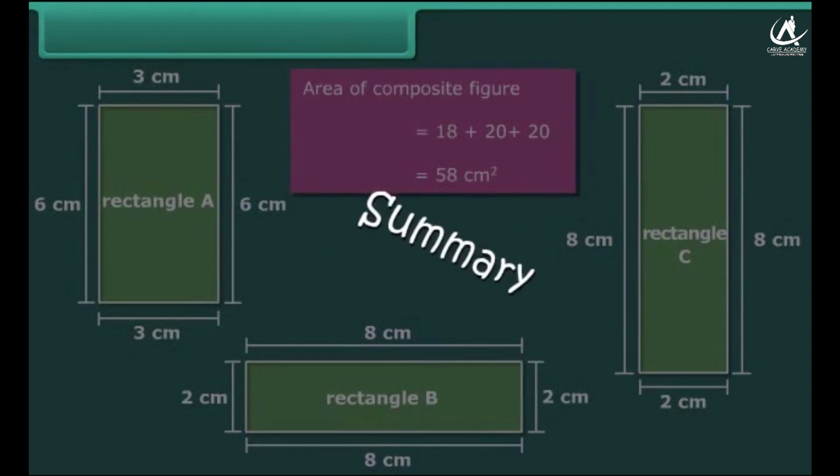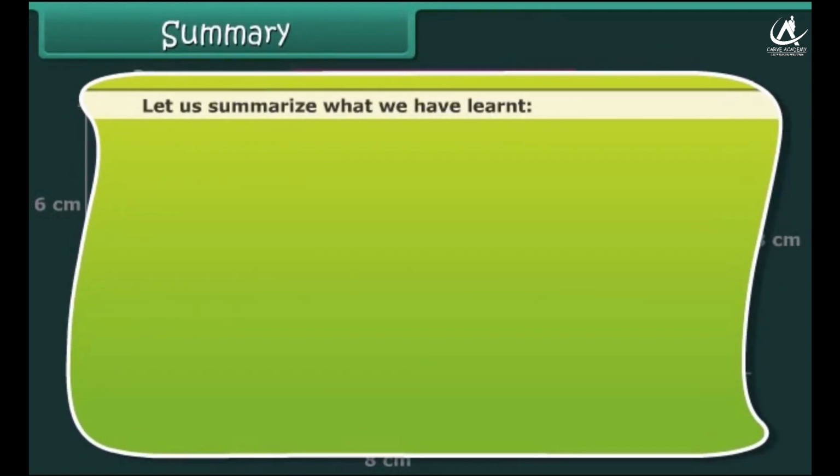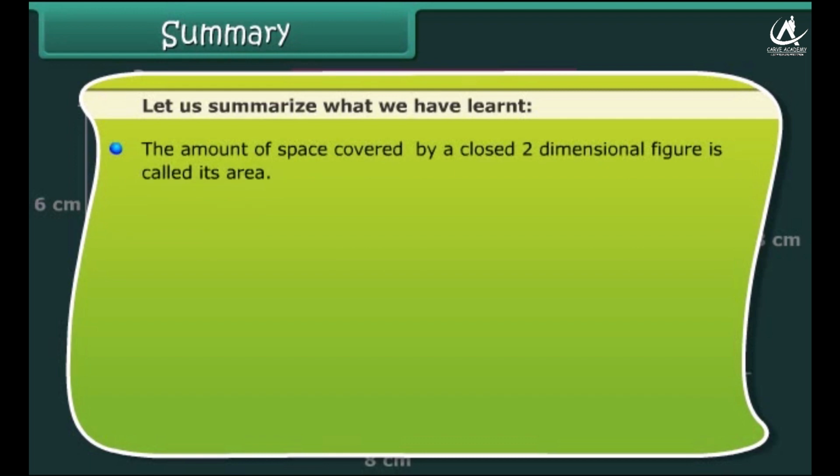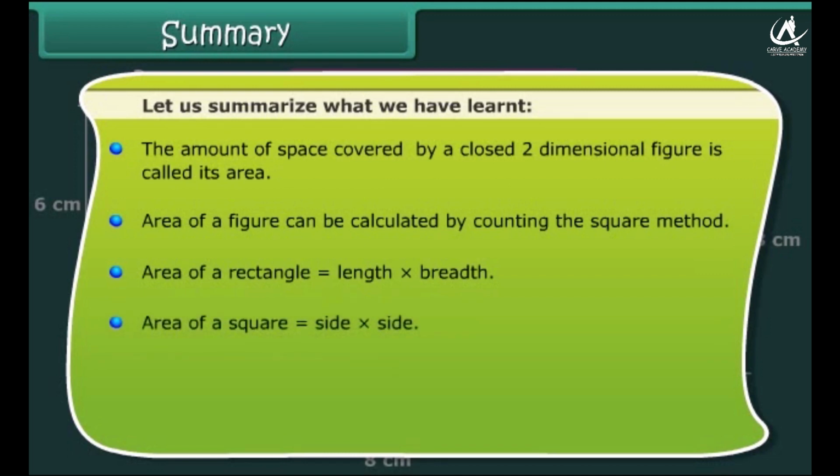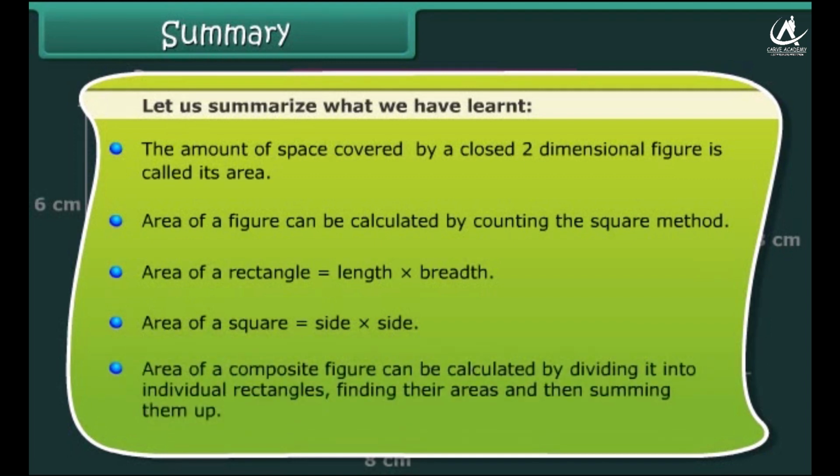Summary. Let us summarize what we have learned. The amount of space covered by a closed two-dimensional figure is called its area. The area of a figure can be calculated by the counting the squares method. The area of a rectangle is equal to length into breadth. The area of a square is equal to side into side. The area of a composite figure can be calculated by dividing it into individual rectangles, finding their areas, and then summing them up.